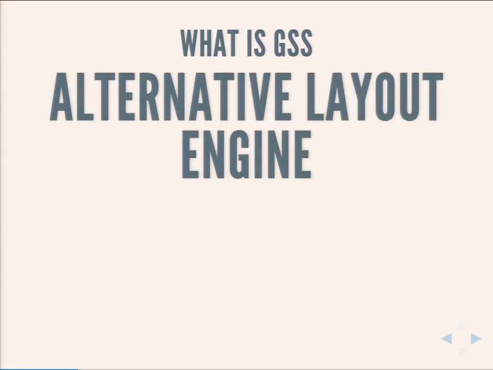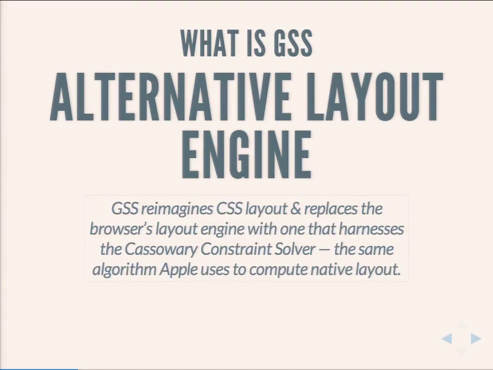So what is GSS? The best way I can describe it is as an alternative layout engine, though that is not doing it justice. It can do an awful lot more than that. This is the spiel, I guess. It reimagines CSS layout and replaces the browser's layout engine with one that harnesses the cassowary constraint solver, and it's the same algorithm that Apple uses to compute native layout. So if you've written native mobile apps, that's the kind of layout algorithm that is used to build those apps, that's what we're talking about here. It's the same algorithm, not in precisely the same code.